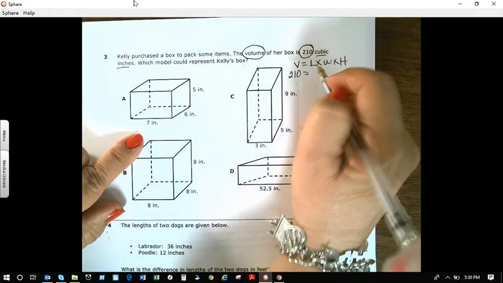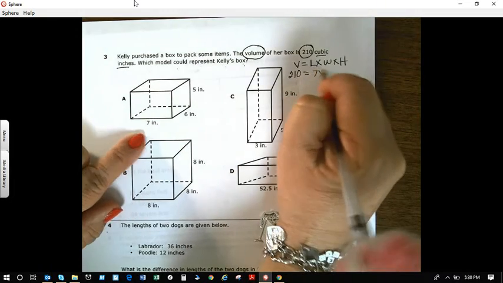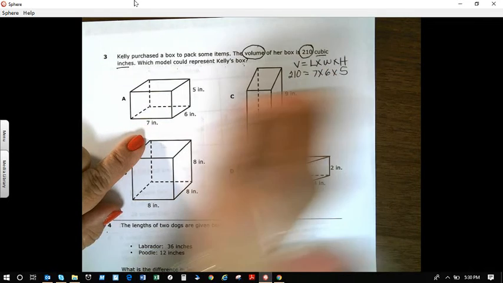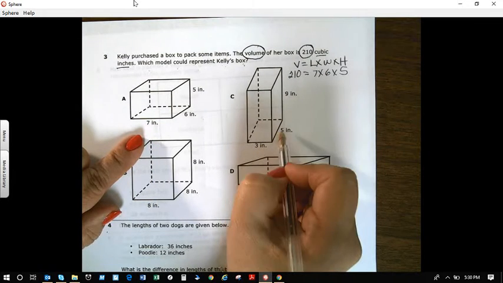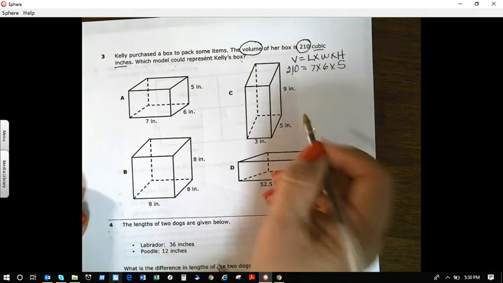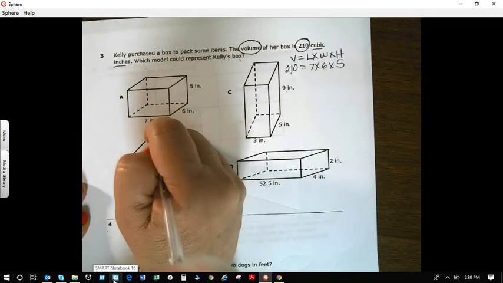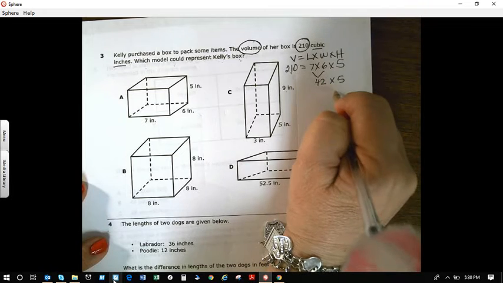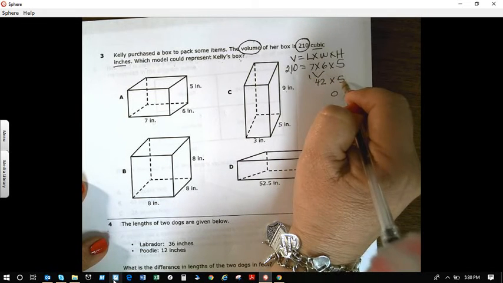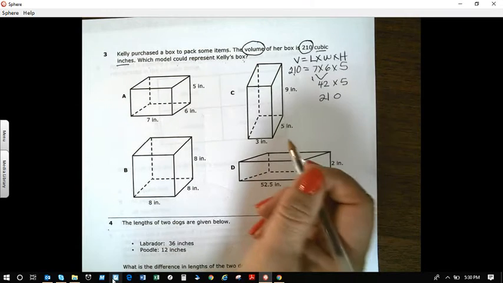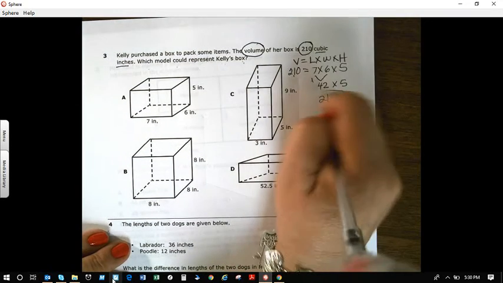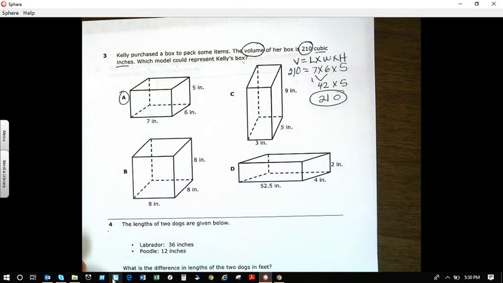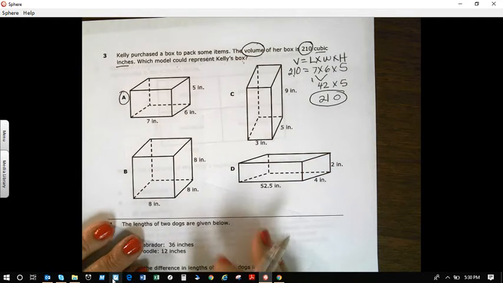Now I need to find out which one of these. Is it 7 times 6 times 5? Does that equal 210? Or is it 3 times 5 times 9 equals 210? So I'm going to start working out each problem. So I know that 7 times 6 equals 42. 42 times 5, and that's going to equal 5 times 2 is 10. Carry my 1. 5 times 4 is 20 plus 1 is 21. Well, what do you know? I got that one on the first try. You're not going to always be so lucky. So make sure that you try it out.